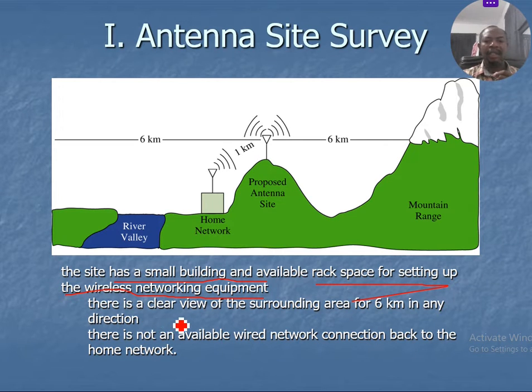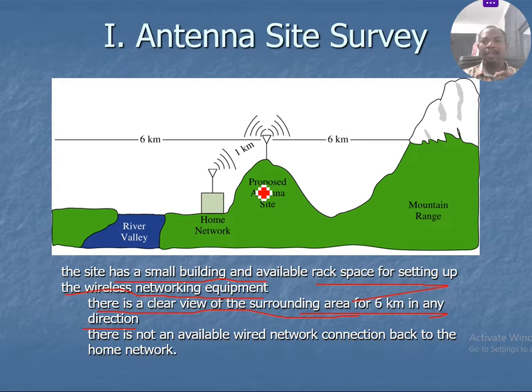Then again, there is a clear view of the surrounding area of about 6 kilometers in any direction. That's in all directions, a clear view of about 6 kilometers in all directions. If you don't have this kind of clear view, then that area where you are mounting your antenna is not a clear area. It's not a good area for that antenna that you're mounting. So that's why you have to do a site survey to see where the antenna should be best suited in order to cover a given geographical area.